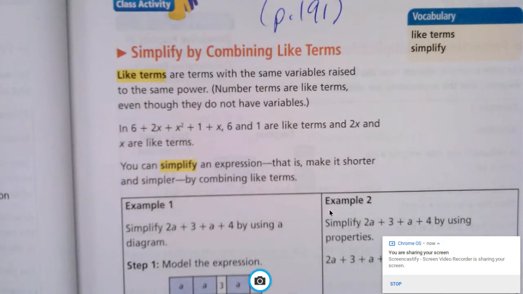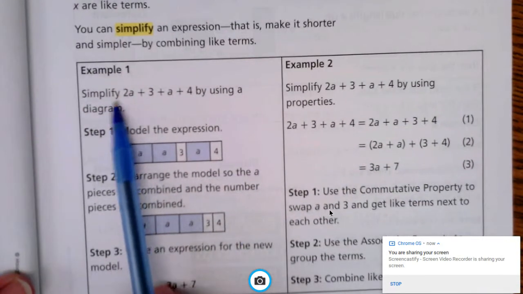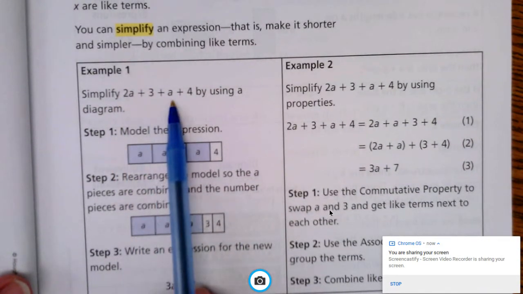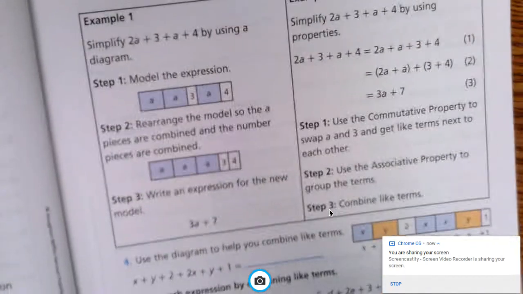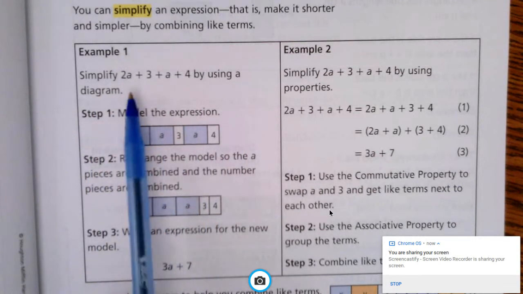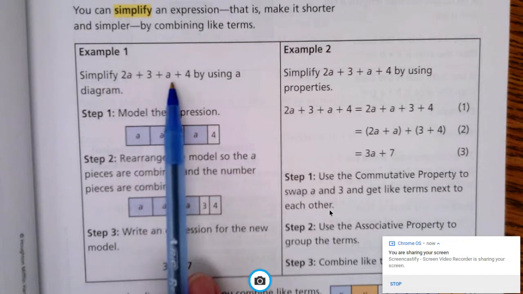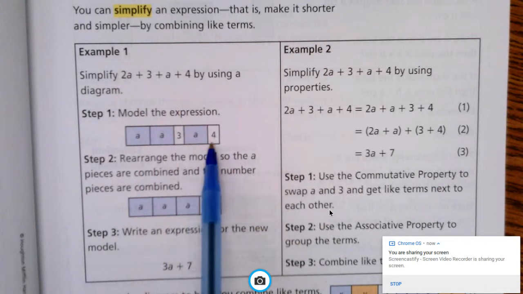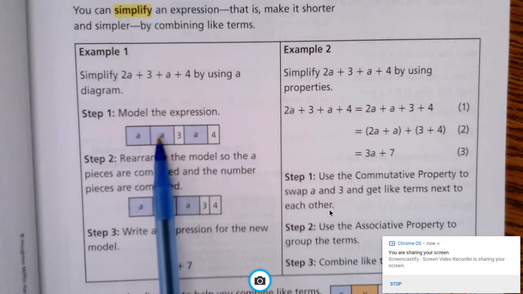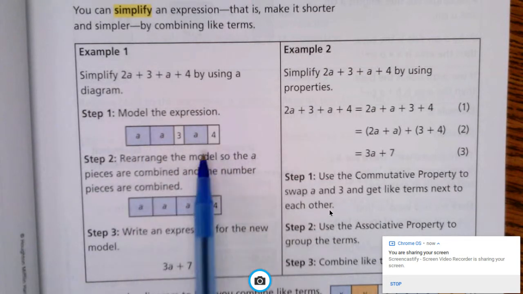So let's see what this means. Example 1 says simplify 2a plus 3 plus a plus 4. So we want to make that shorter and simpler by using a diagram. So here's a diagram, model the expression. The way it looks here is we have 2 of a plus 3 plus a plus 4. Now remember, back on page 190, these were just those long base 10 rectangular tiles, and these were the little tiny units. So we don't like that all separate.